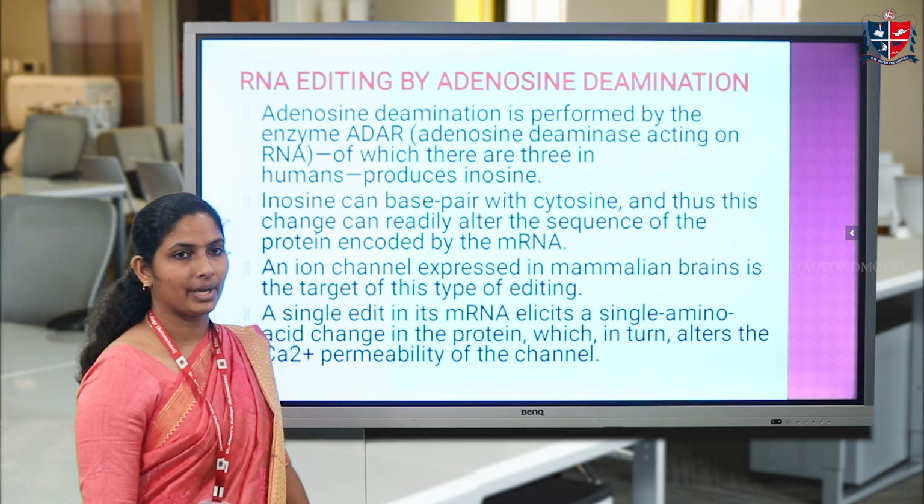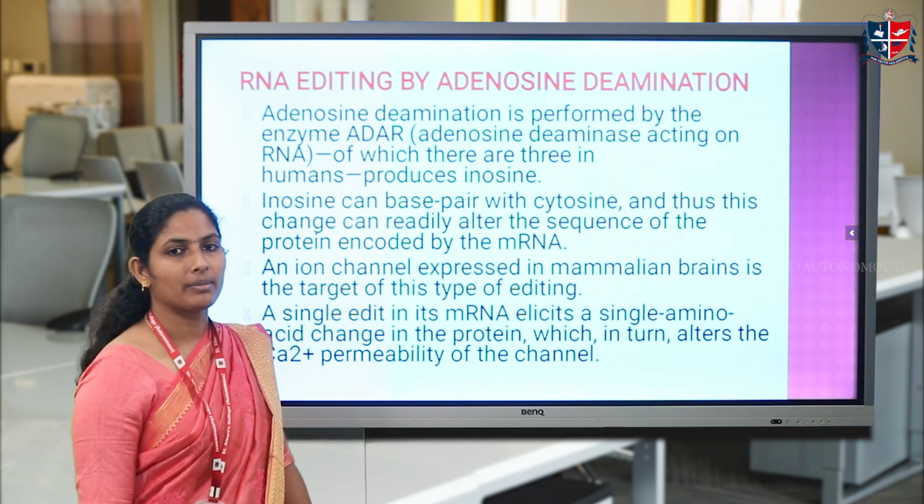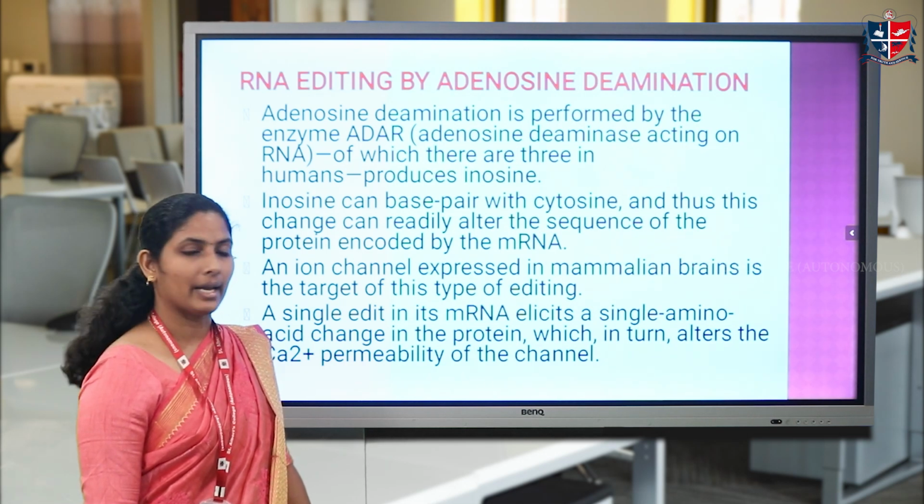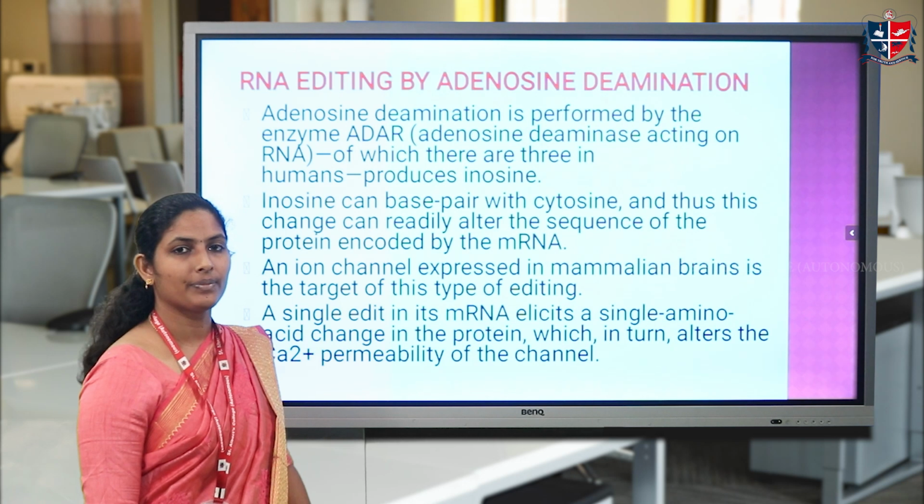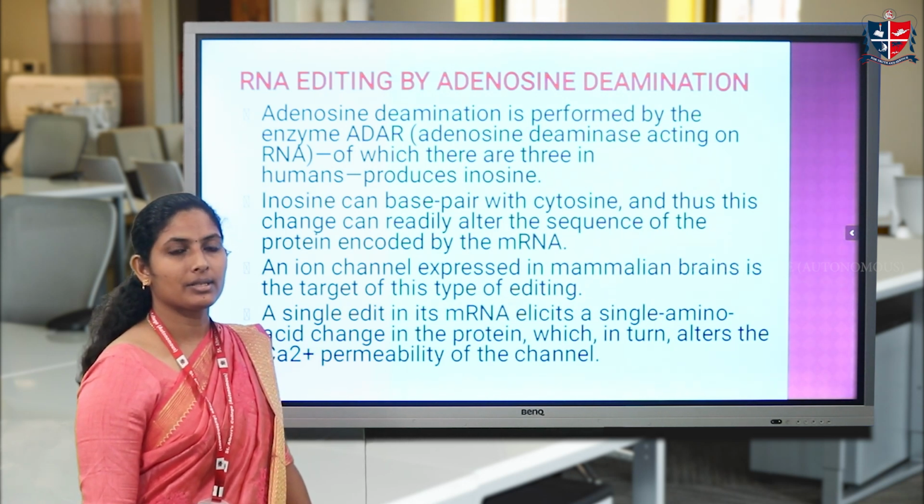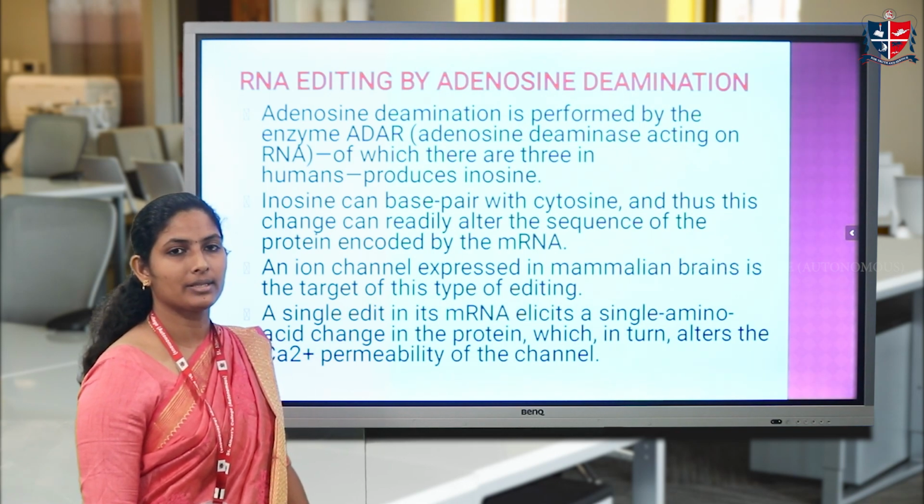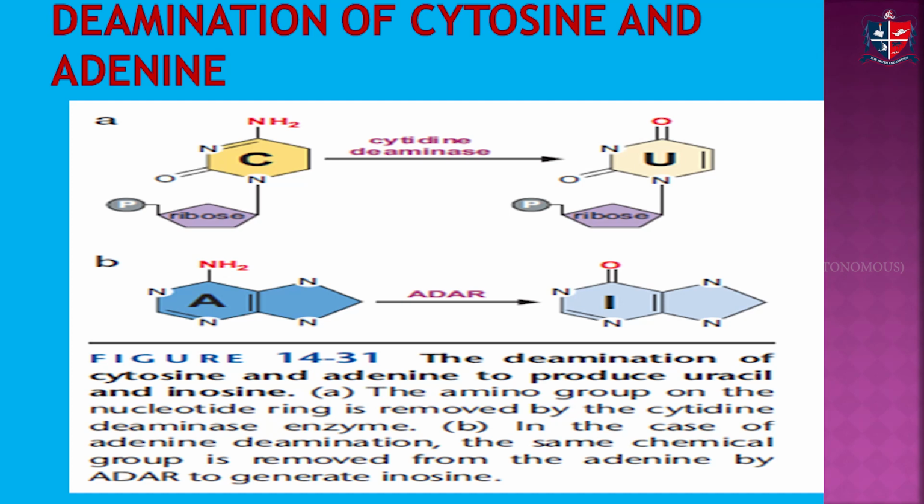And this also causes certain changes, and an example for this is the protein that is getting altered in the mammalian brain. It causes the alteration in the permeability of calcium channels. So normally you will be getting a protein which is present as adenine, but when it changes into inosine, it base pairs with cytosine, which is an unusual base pairing, and causes the sequence alteration in the RNA. Again, you are getting a protein that is different from that of the gene that you are predicting.